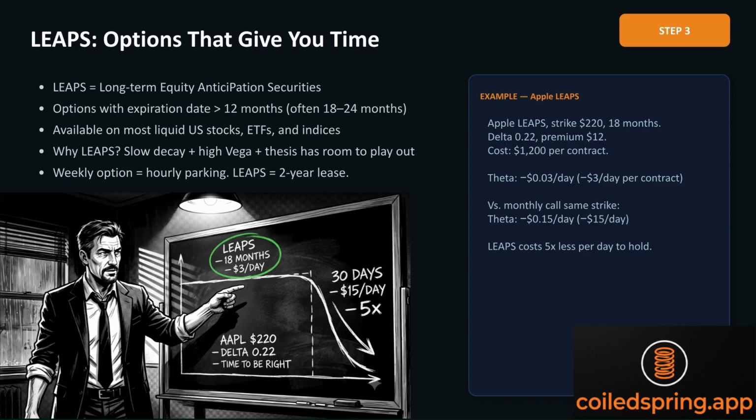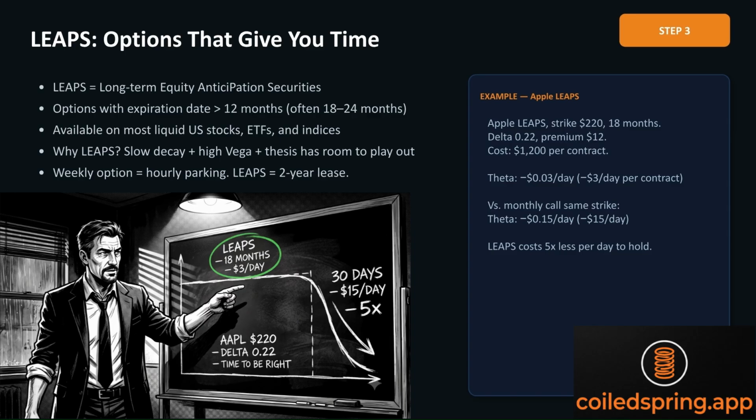I like this analogy. A weekly option is like paying for hourly parking. You need to move fast. You're watching the meter. Every minute costs you something. And if you're not out in time, you get a penalty. A LEAPS is like signing a 2-year lease. You've paid for your space. You're not in a hurry. The car can stay there while you go figure out where you're going.